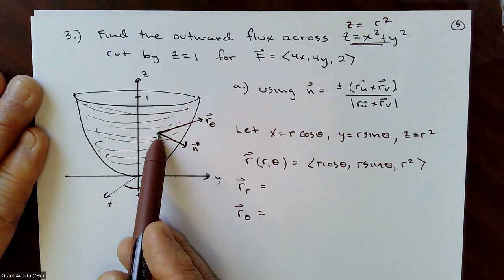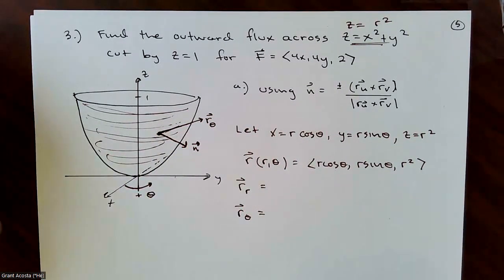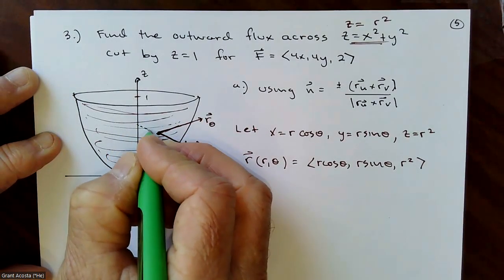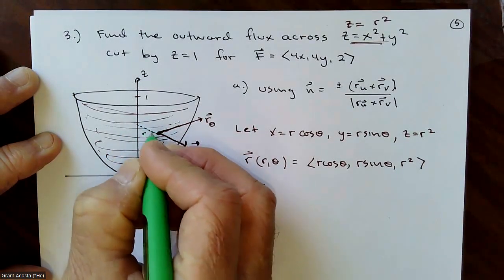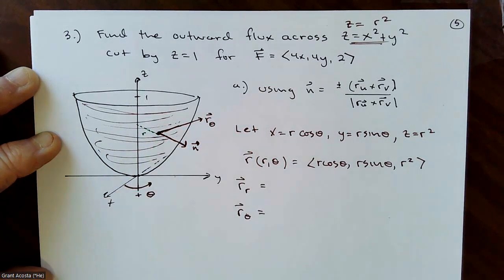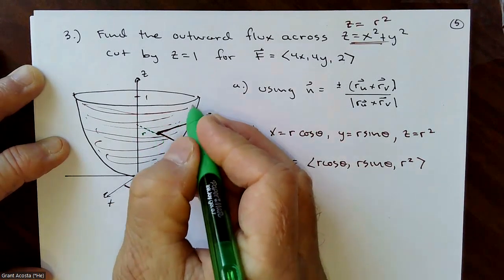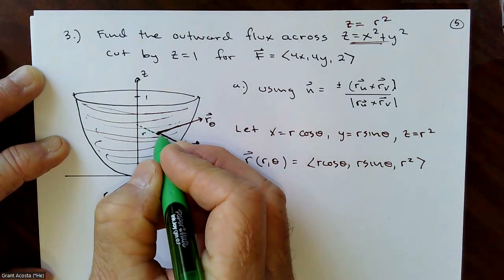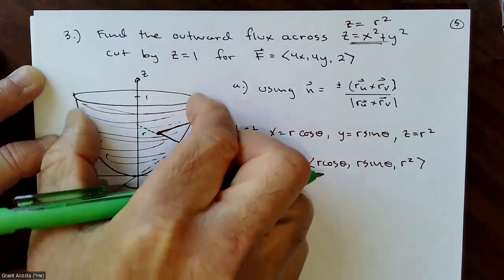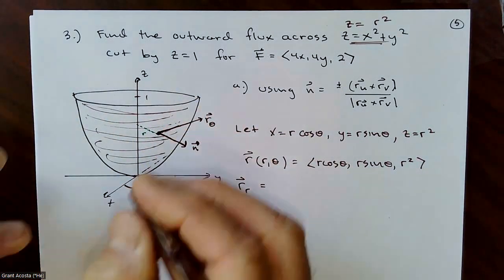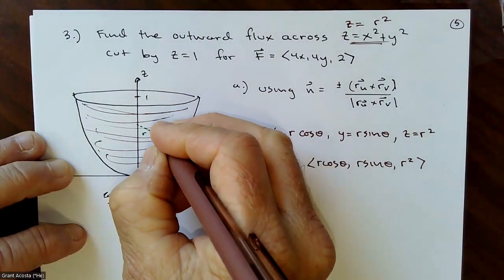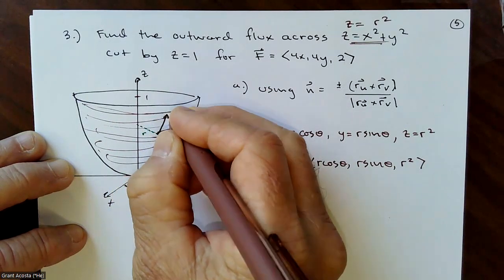Now, this is a little bit tricky, but if you think about which direction you would move for your radius, remember the radius is the distance this point is from the z-axis. That's what r is in polar coordinates. So to increase my r, you'd have to move higher up onto the paraboloid. If you want a bigger r, you want to move higher up. So r sub r is going to be pointing kind of tangent, but upwards on the parabola.